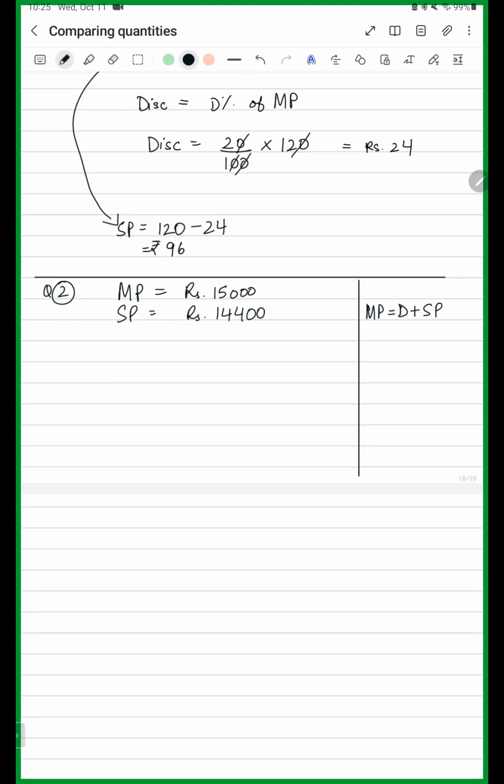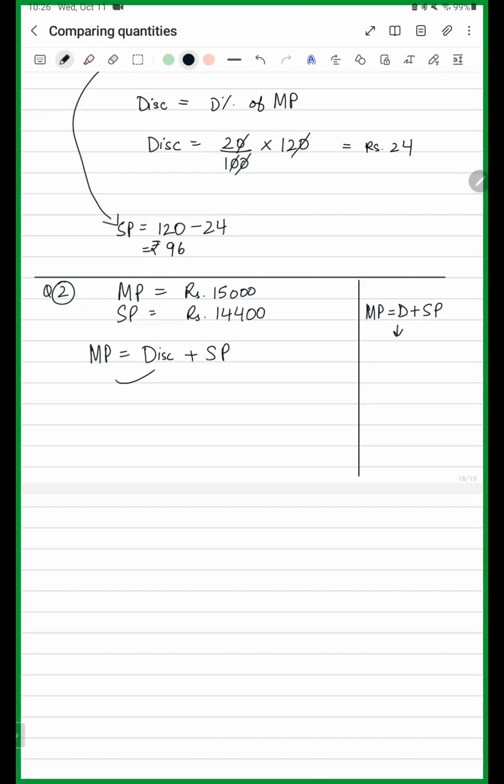Okay. Then SP is equal to MP minus discount. Same thing. We are just taking the D to the other side, and that is how we are getting it. So it's the same thing. Don't need to replace that. But yeah, you can say from here that MP is equal to discount plus SP.